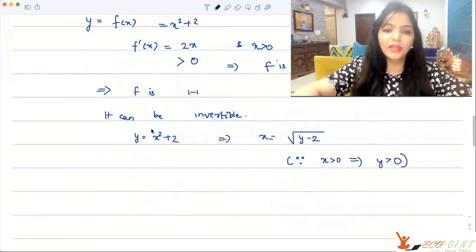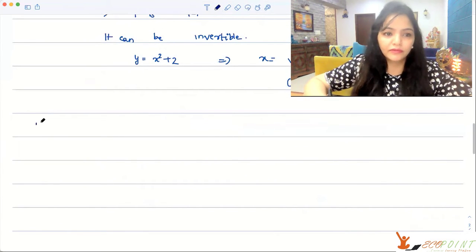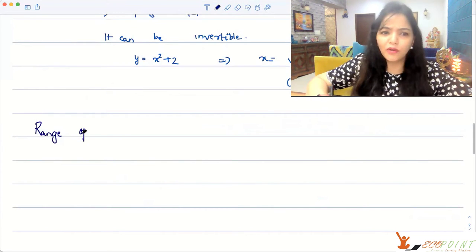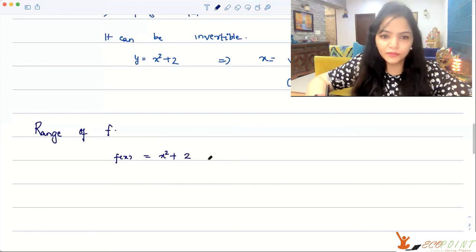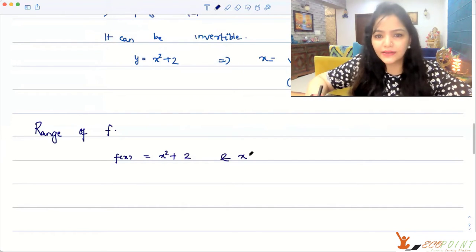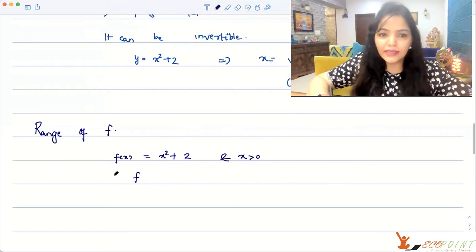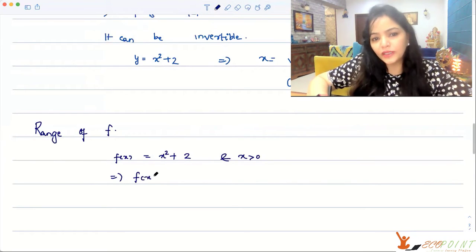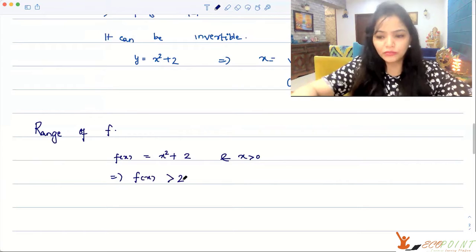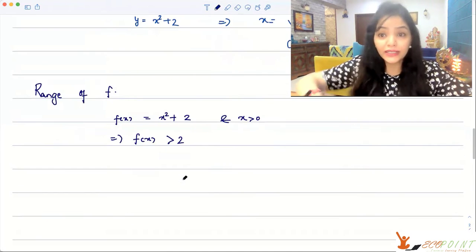Now, to analyze further, what is the range of f? What is the range of f? f(x) is given to you as x squared plus 2, and x is strictly greater than 0. So clearly that implies f(x) has to be strictly greater than 2.